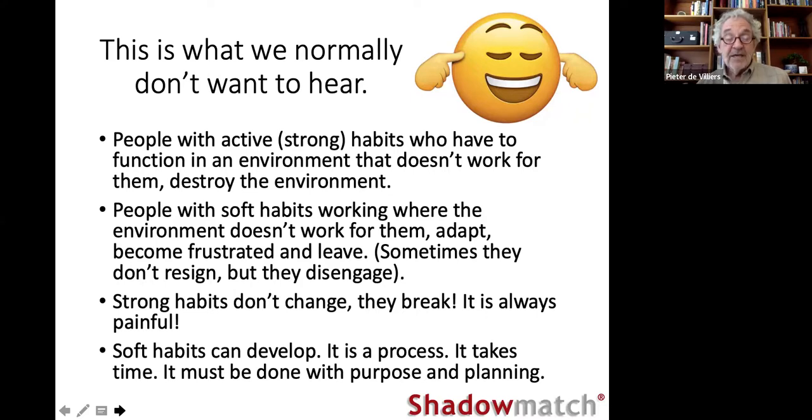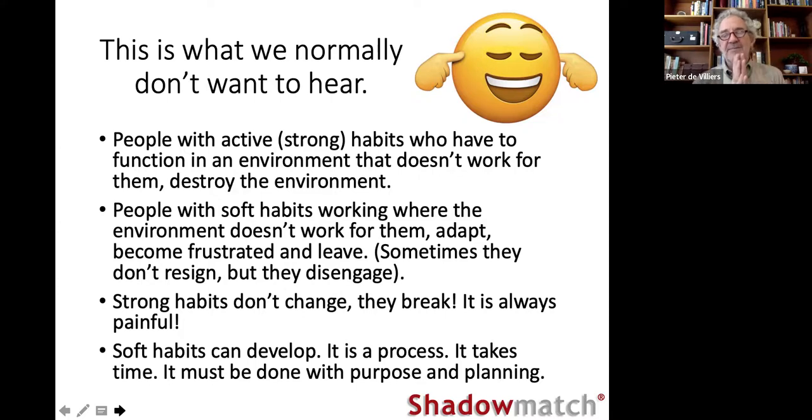That's the point. Soft habits can develop. It's a process. It takes time. It must be done with purpose and with planning. If we have an environment and the demands from the environment are on stronger habits than the habits that I have, then we can take time and I can develop those habits. But if it's not done with purpose and in a managed process and in a planned way with support, over time my soft habits will become frustrated, irritated, and I will either disengage from the content, do it mechanically, or I will walk out. So we have a risk on both sides.